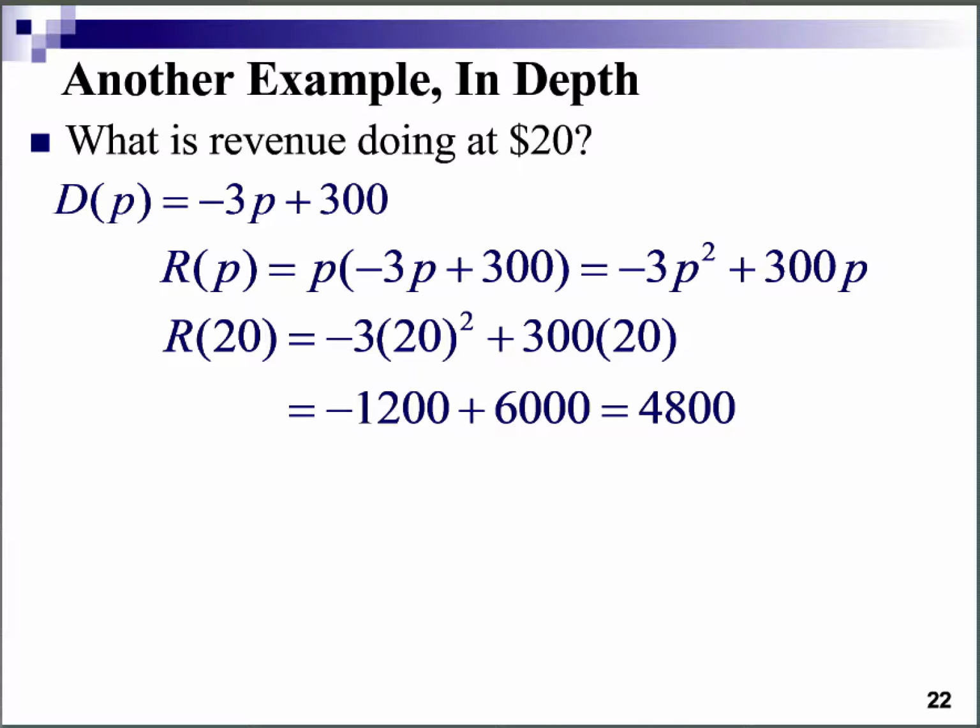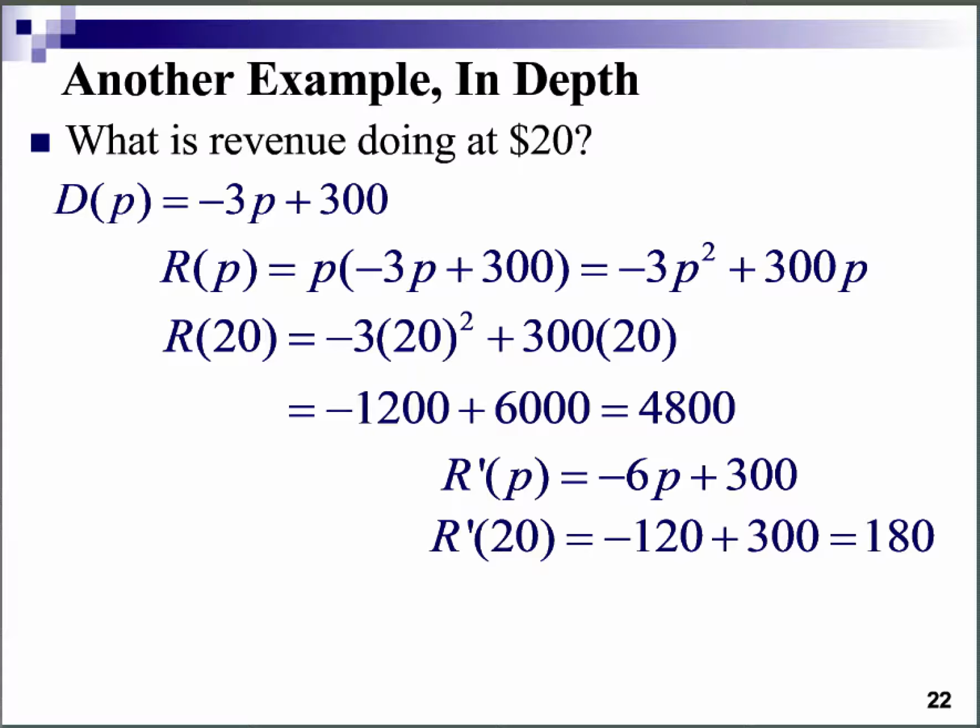So in this case, the marginal revenue function is the derivative of R of P, and so the derivative of negative 3p squared on the revenue function is negative 6p, and the derivative of 300p is 300. So this is my marginal revenue function, negative 6p plus 300. And so I can measure the rate of change of revenue at any point simply by plugging in a price into this equation. So if I plug in 20, R prime at 20 will be negative 120 plus 300, which is 180.